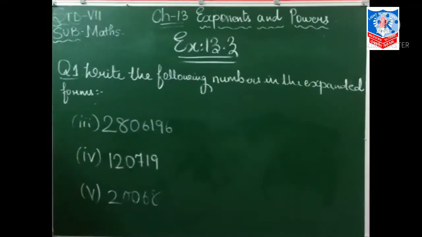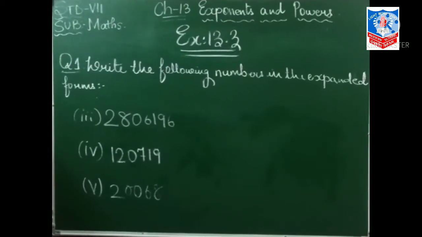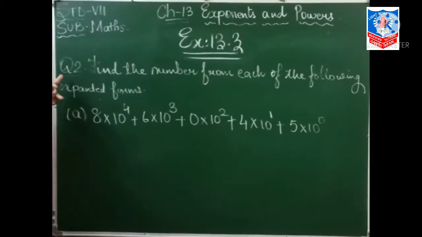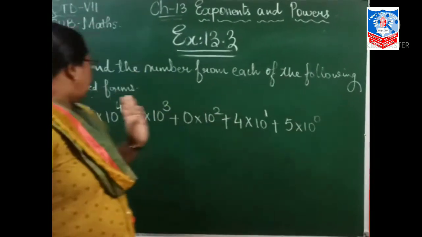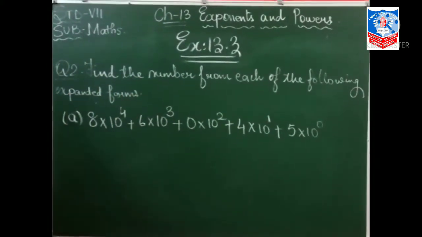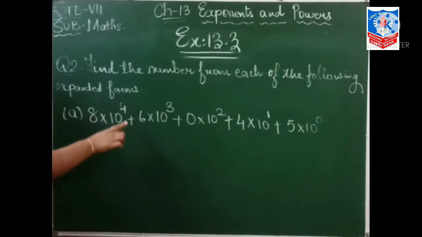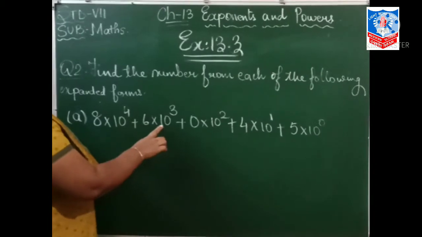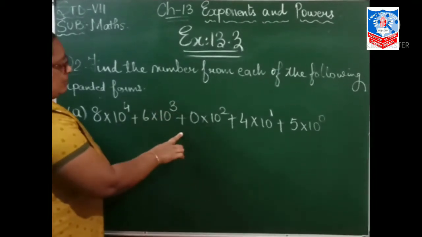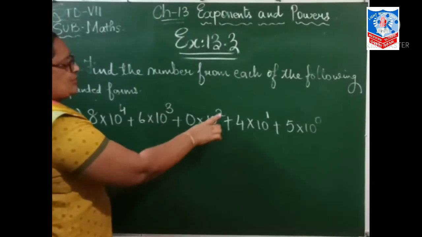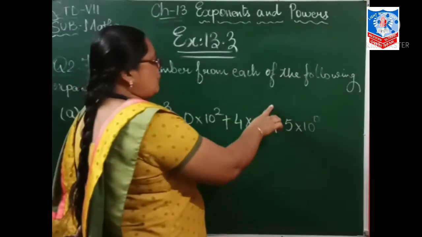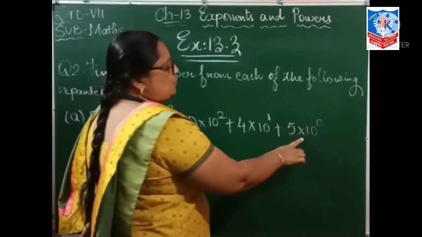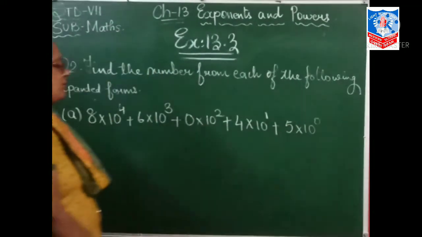This is your homework. Question number 2. Find the number from each of the following expanded forms. Now 8 into 10 raised to the power 4 plus 6 into 10 raised to the power 3 plus 0 into 10 raised to the power 2 plus 4 into 10 raised to the power 1 plus 5 into 10 raised to the power 0.